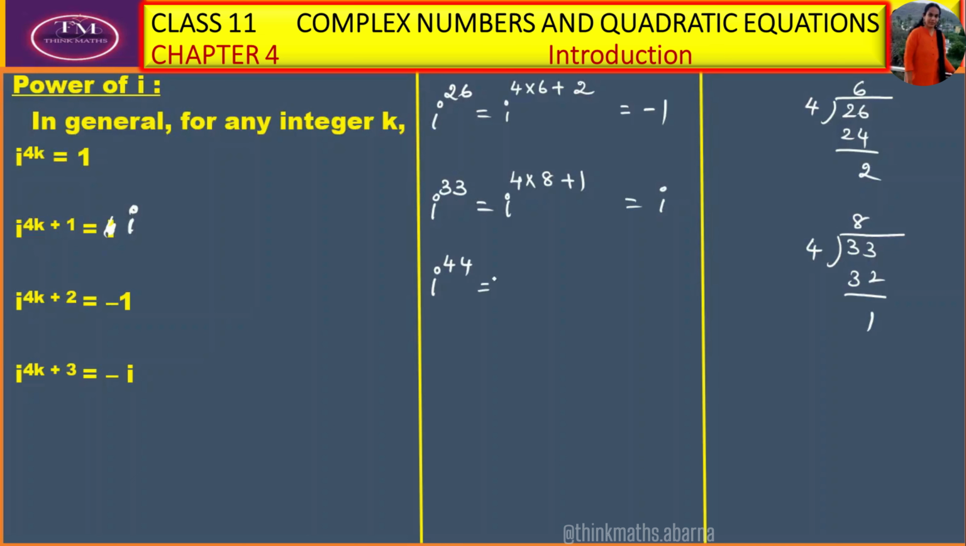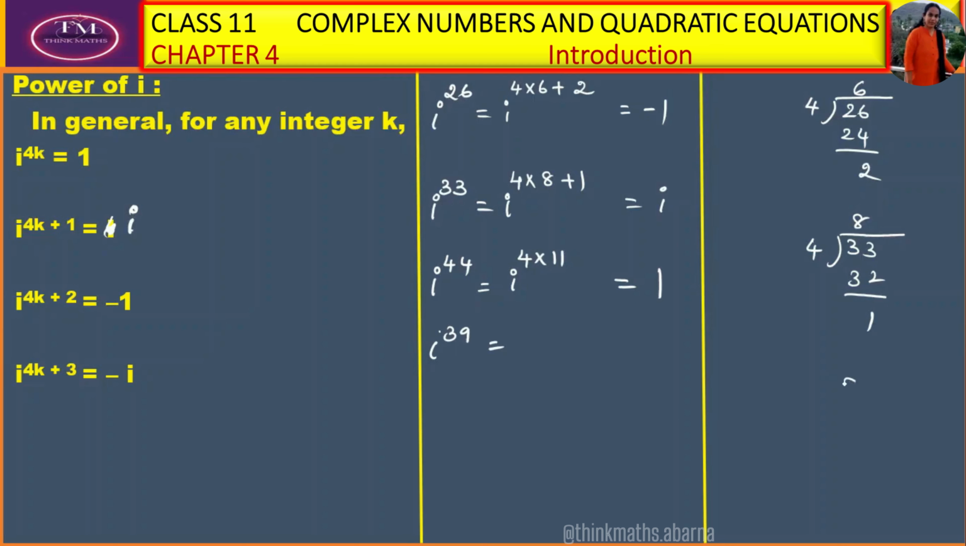Another example, i power 44. How do you write 44? In the 4 table, it is 4 into 11. There is no remainder, it is exactly divisible by 4. So it is of the form 4k. i power 4k is 1.